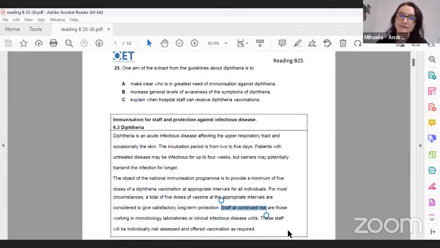I would say C, I think, can be eliminated. Can be eliminated? Yeah. Why? Because they said when hospital staff can receive, and we don't have when. We have how much, but we don't have when. Also, we have hospital staff here. So I think C can be eliminated. Great.